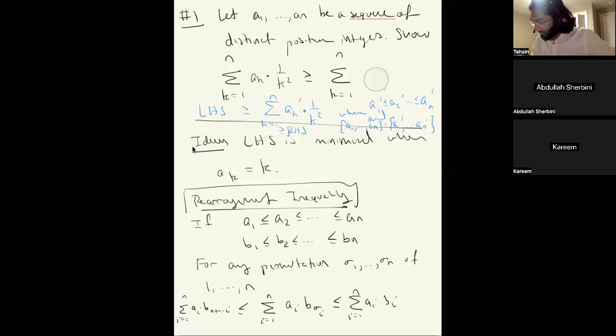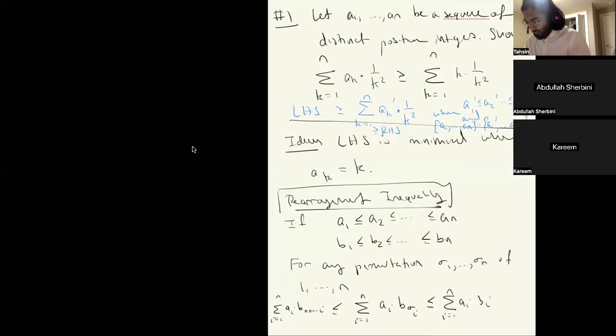Maybe to make it abundantly clear, we write this as k times 1 over k squared. So this is a straightforward application of the rearrangement inequality. Okay, so let's go to the second one.